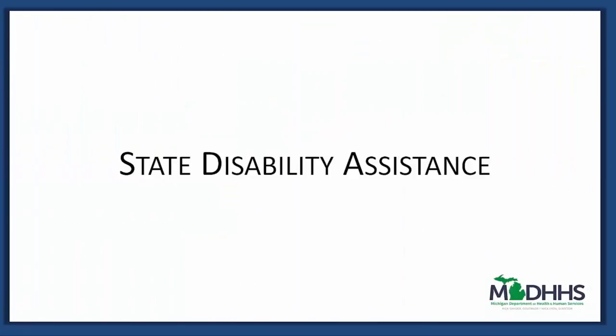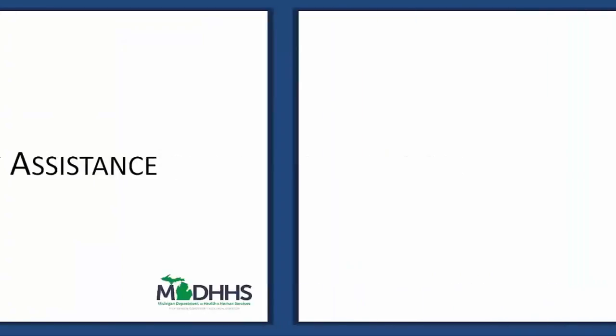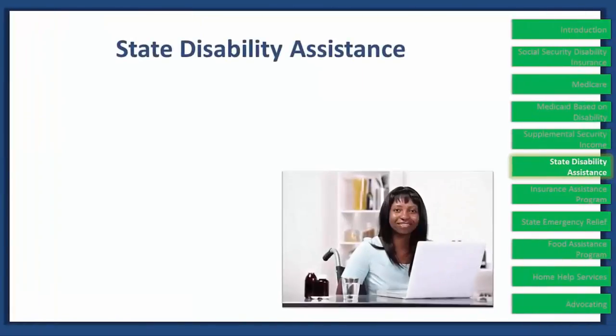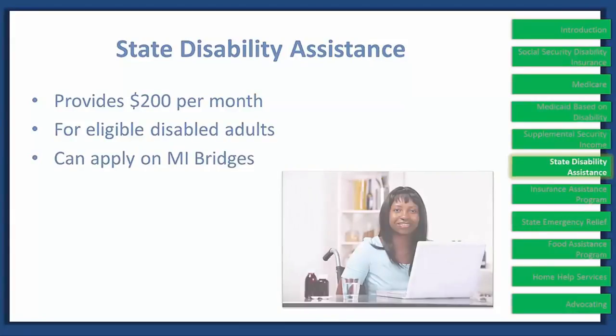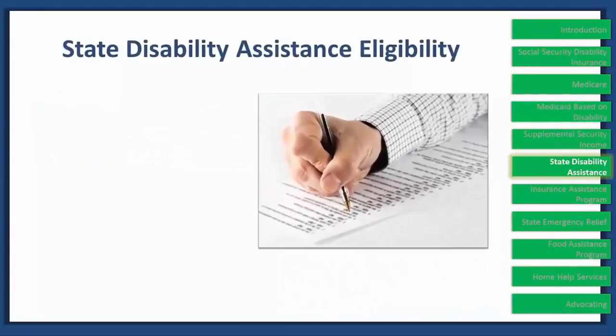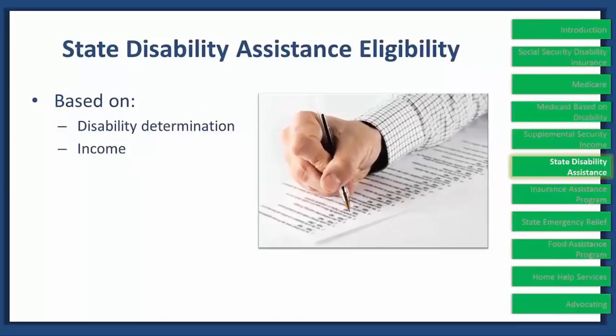Now that we've covered federal disability programs, let's move on to our state disability program. State disability assistance provides $200 per month to eligible disabled adults. Clients can apply for this program on MyBridges. Eligibility is based on disability determination, income, asset limits, and residency status.